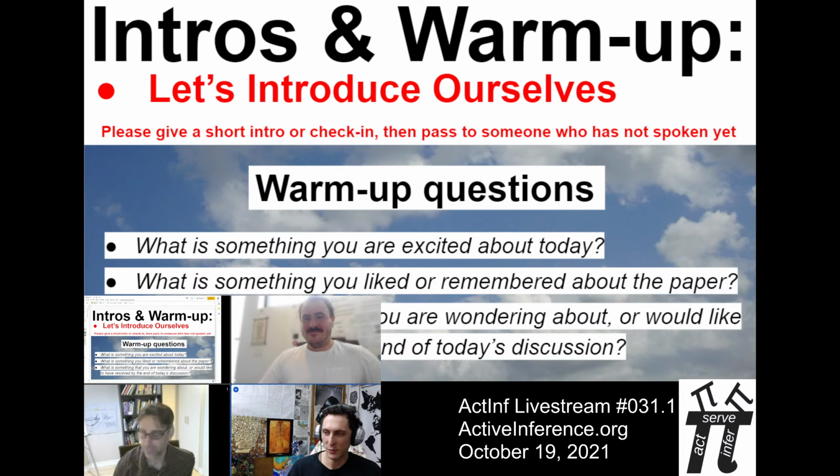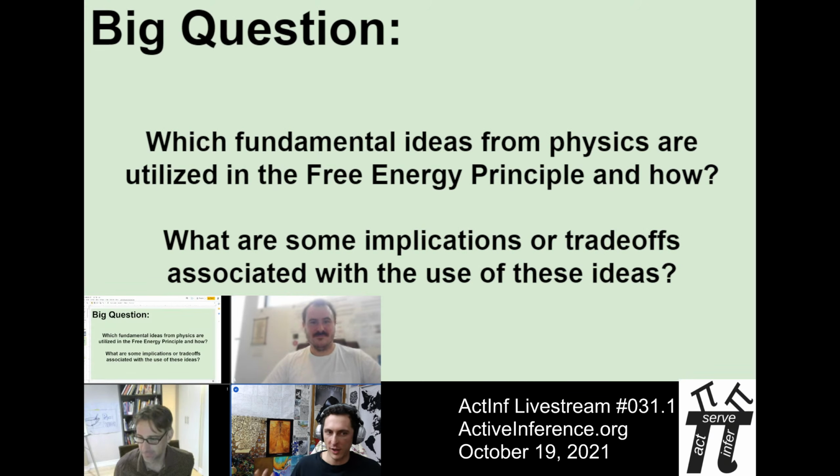Let's start with the big question. And of course, either of you, if you have a different take or there are other big questions, but this big question, which is in this paper as well as the broader literature: what fundamental ideas from physics are utilized in the free energy principle and active inference, and how? And just what are the implications or trade-offs associated with the use of this idea? Does it lend credibility to a theory to be grounded in physics? What does it mean for a theory to be grounded in a certain physical idea? Does it constrain? Does it prevent us from making the kinds of conclusions that we might want to draw about biological systems?